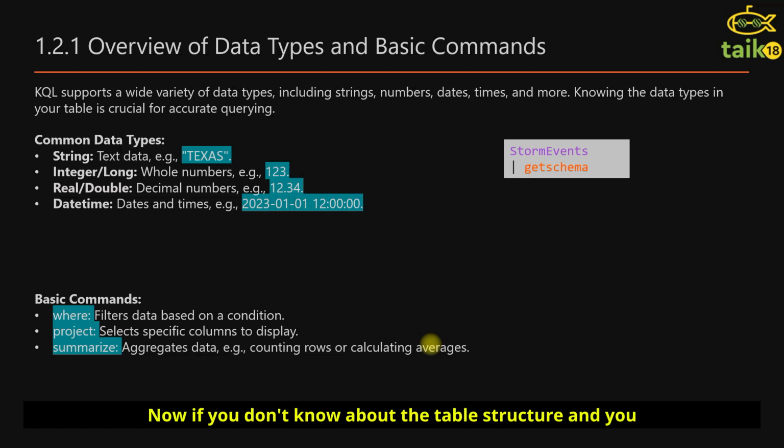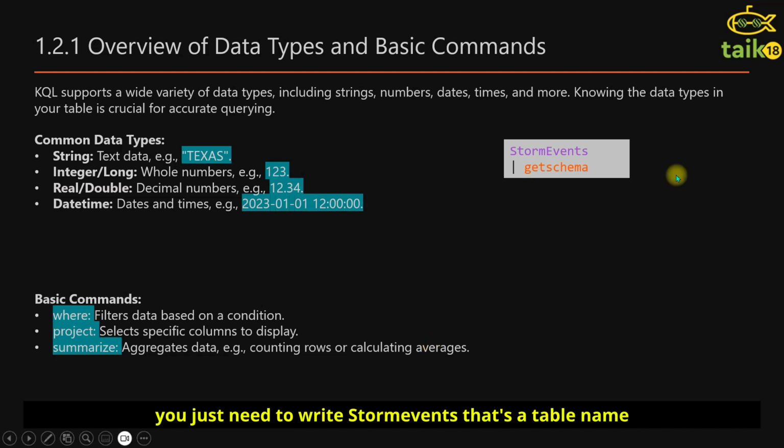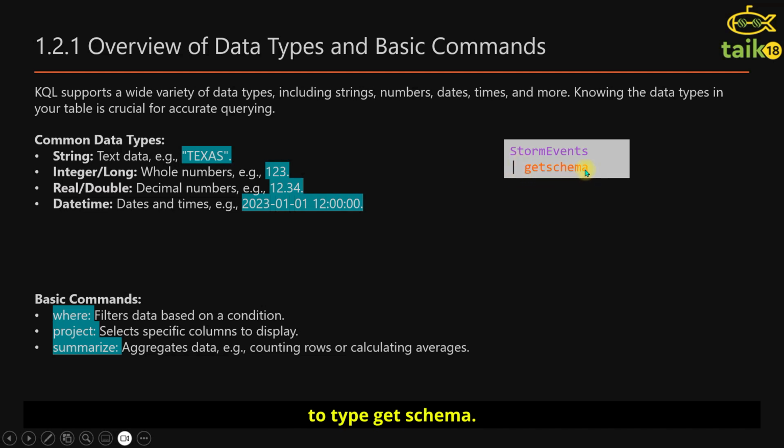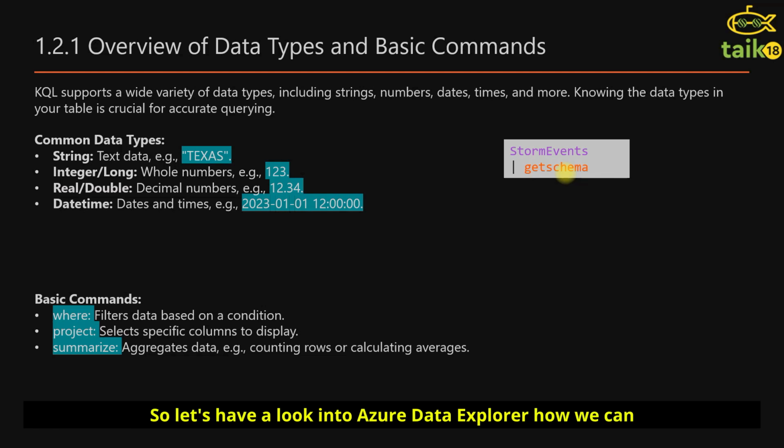Now, if you don't know the table structure and you just want to look for that information, you just write StormEvents, that's the table name, and then type a pipe, which you can see on the right-hand side. We call this a pipe here, and then type getschema. The purple color shows the table name, and the red color usually refers to inbuilt functions. So let's have a look at Azure Data Explorer to see how we can get this information.